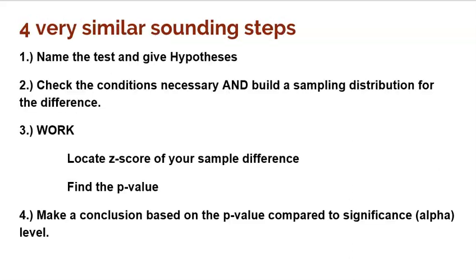Here are the four steps. The first step is to name the test and give the hypotheses. We're going to talk about that at length. Number two is to check the conditions necessary and build a sampling distribution for the difference. Now, the one thing you've got to remember is in a test, when you build that sampling distribution, it's on the assumption that the null hypothesis is true.